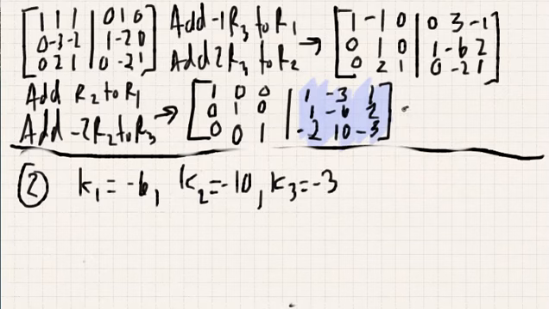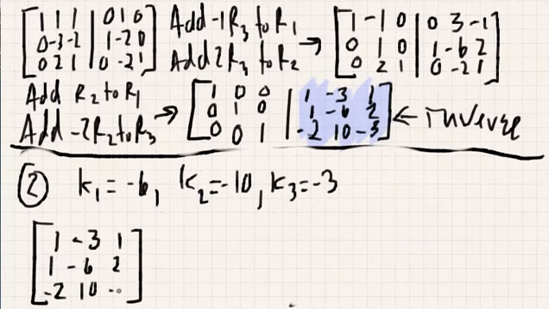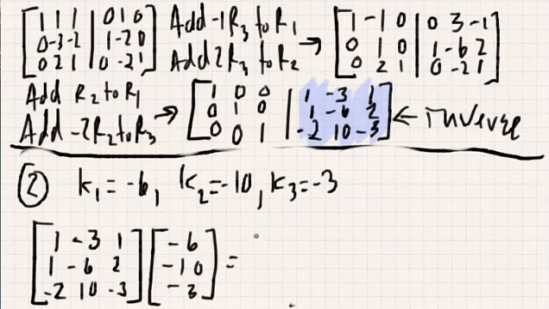So what do I do? I take the inverse, and I multiply it against the vector with these components. The matrix is 1, negative 3, 1, 1, negative 6, 2, and negative 2, 10, negative 3, and I multiply that against negative 6, negative 10, negative 3. I'm going to do the multiplication a little bit faster, but again, it's this times this, plus this times this, plus this times this. 1 times negative 6 is negative 6, negative 3 times negative 10 gives me plus 30, and 1 times negative 3 gives me minus 3.